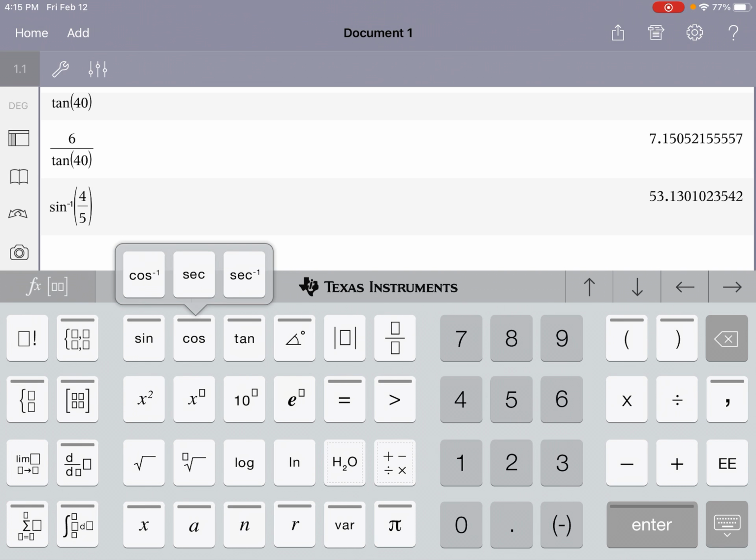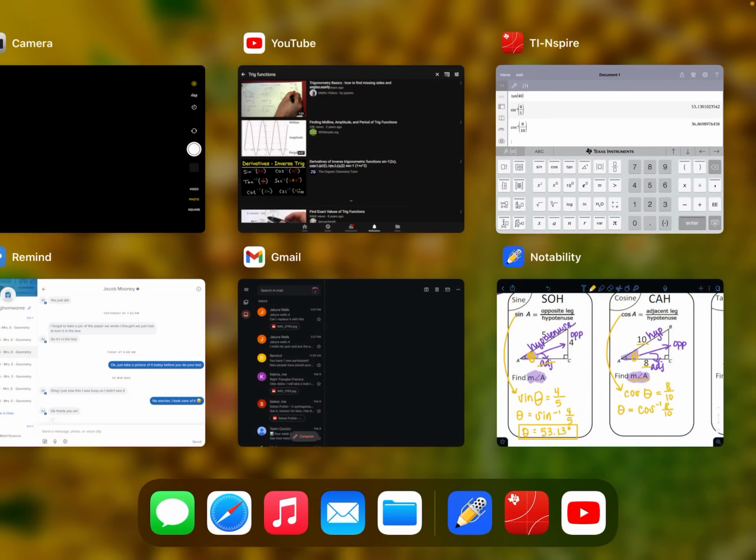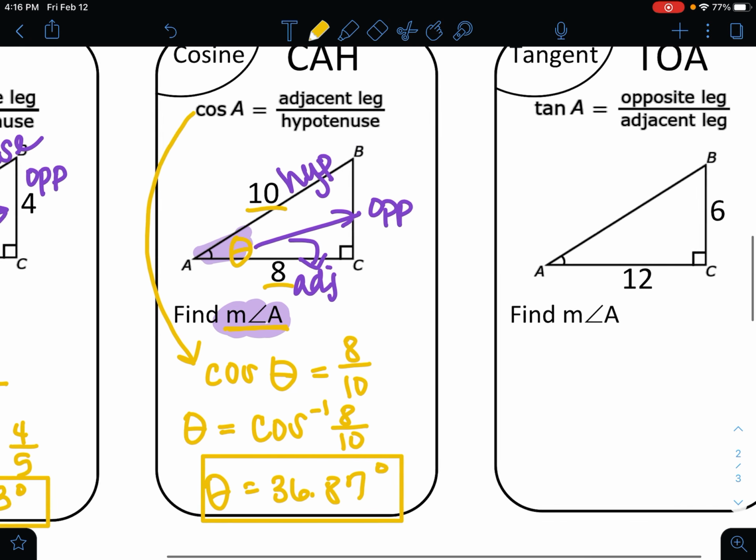So hold, boom, you get cosine inverse, 8 divided by 10. You don't have to make it a fraction if you don't want to, just use the division, and then boom. 36.869. That 9's going to bump the 6 up to a 7. So 36.87. And this is again in degrees. Don't forget theta is always degrees because it's always an angle. Well, it's always an angle. It may not always be degrees, but it'll always be an angle.